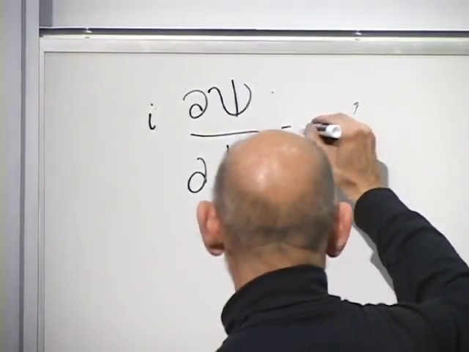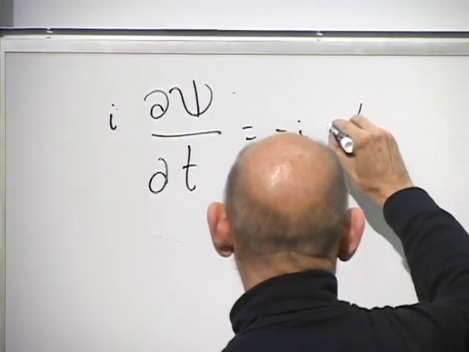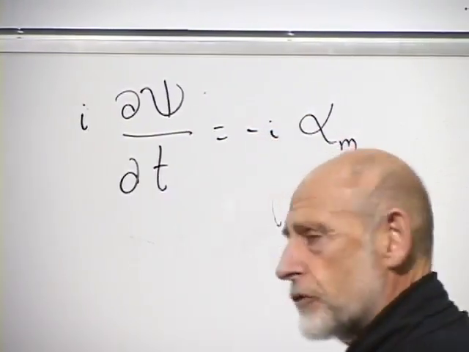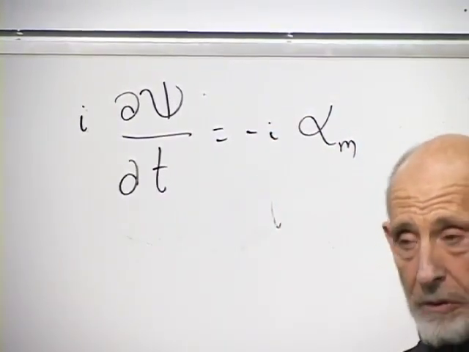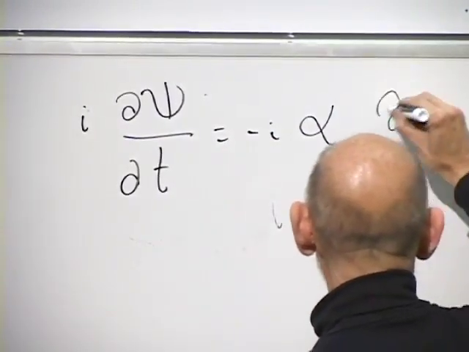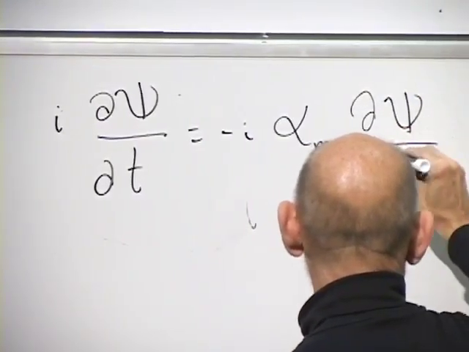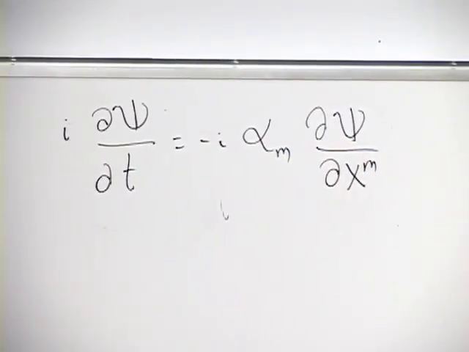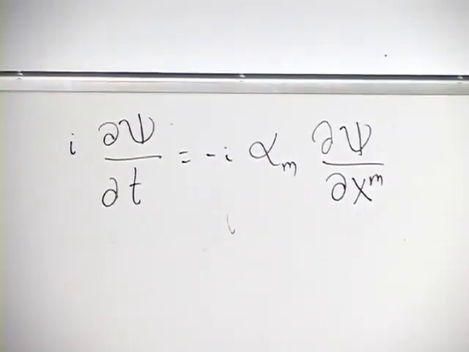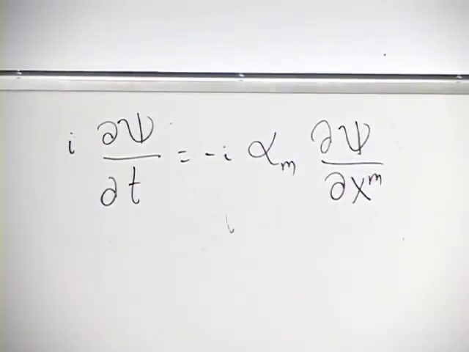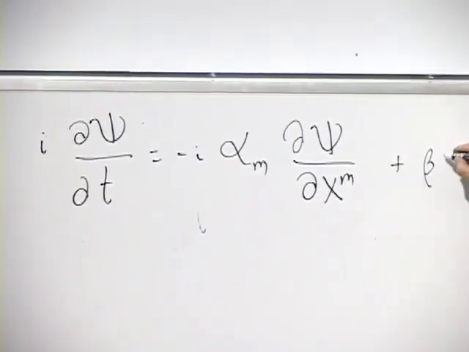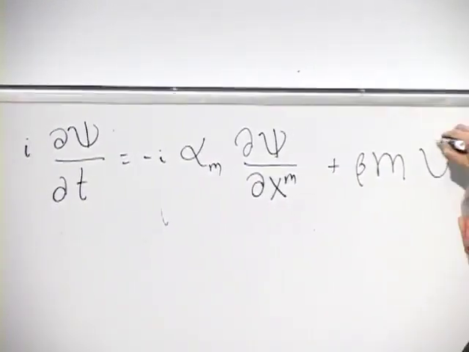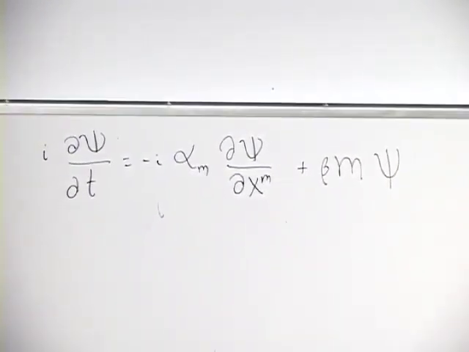The equation is that this is equal to minus I alpha sub m, m runs from 1 to 3, the three directions of space, x, y, and z, times the derivative of psi with respect to xm, sum over m, so this is alpha 1 d psi by dx, plus alpha 2 d psi by dy, plus alpha 3 d psi by dz, plus beta times the mass of the particle times psi. That was the Dirac equation that we wrote down a couple of lectures ago.